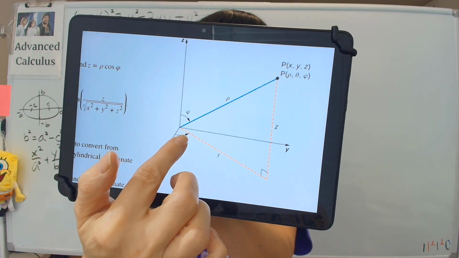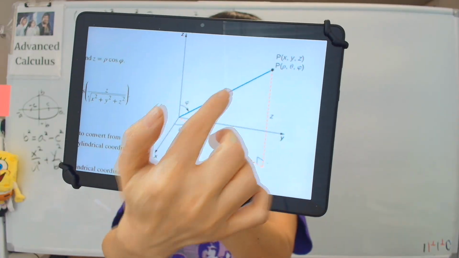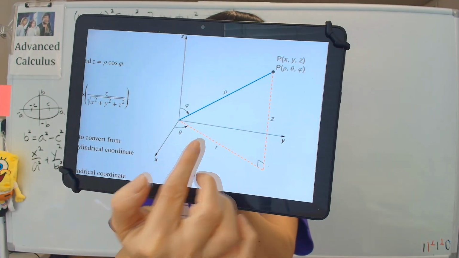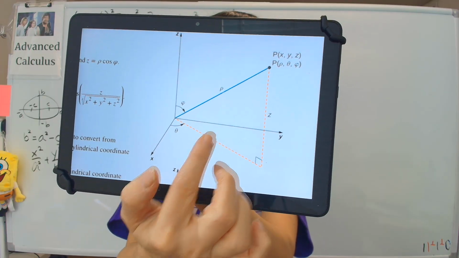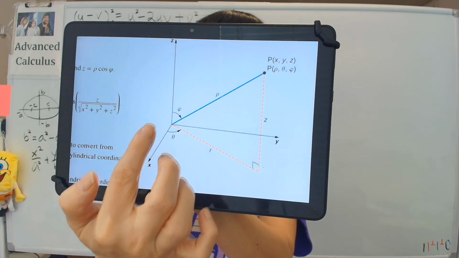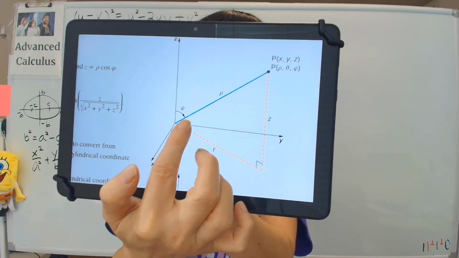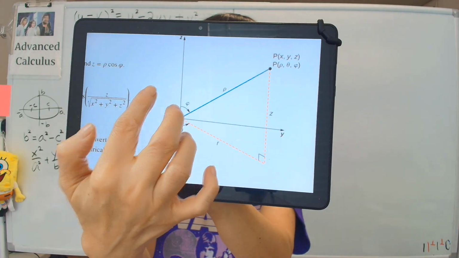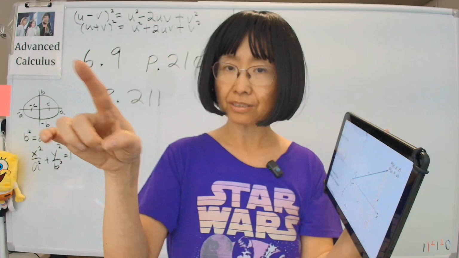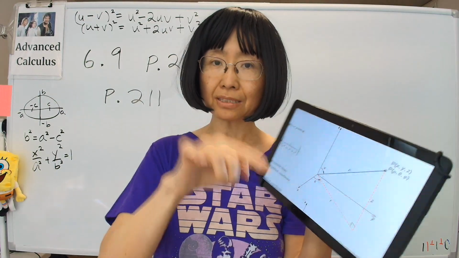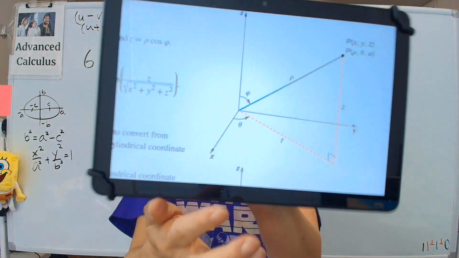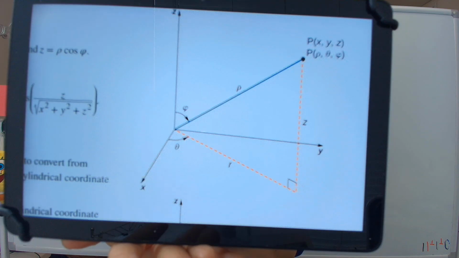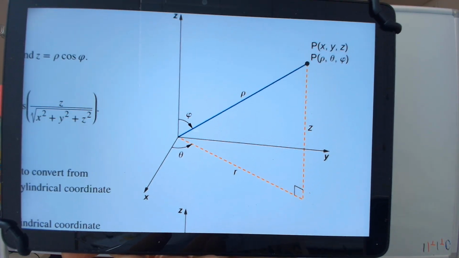Rho is the distance from the origin to our point, whereas the r in cylindrical coordinates is the horizontal distance from the origin to the point. That is, if your point is up here, the r is only the horizontal distance going wherever. It doesn't go from the origin up. So that's the difference. See, in this picture, you see the difference between r and rho.